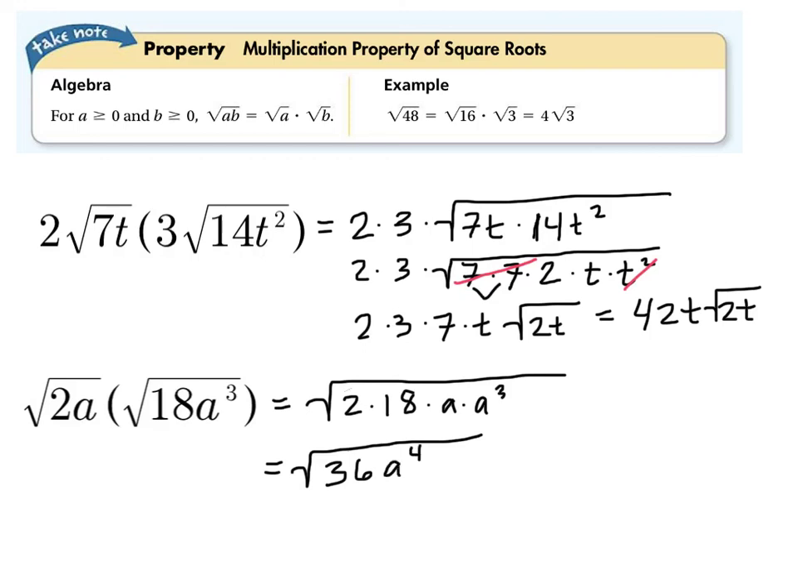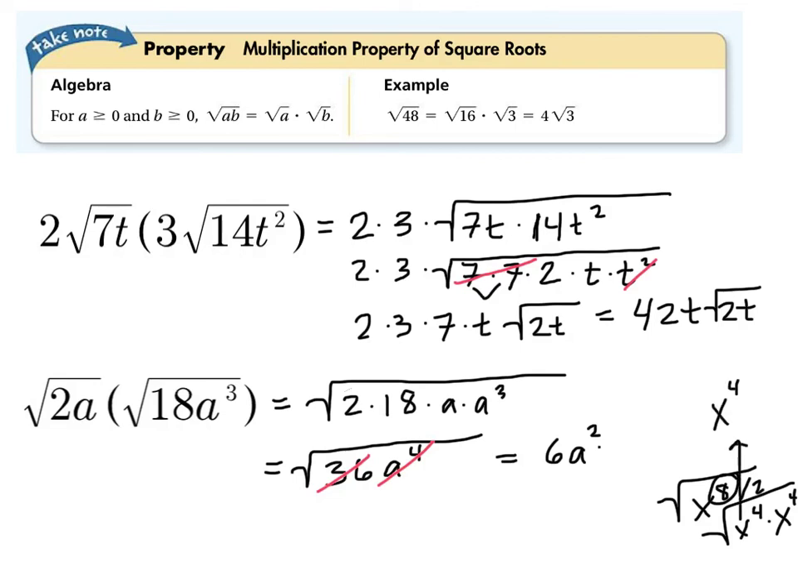I can do this now. I can take the square root of 36 and the square root of a to the 4th. And there's no more radical sign in my answer. And remember what we said, the square root of a variable with an even exponent is going to be cutting that exponent in half. Let's just think about that real quick. Okay, square root of x to the 8th. Well, what times itself will give you x to the 8th? x to the 4th times x to the 4th. And so that's why we can take that exponent, cut it in half, and that gives us the simplified form of that, x to the 4th.